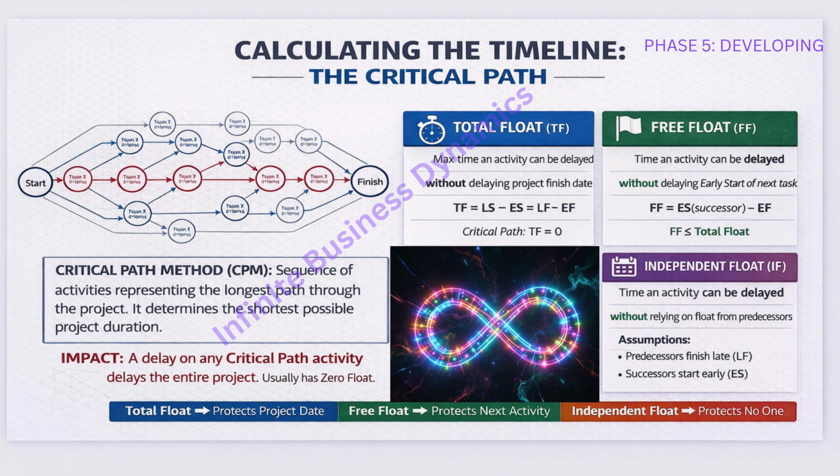Phase 4. Developing, we plug all this into the machine, and we find the dates. And the star of this show is the critical path method, or CPM. This is the absolute heartbeat of the schedule. So define it for us. What is the critical path? It is the sequence of activities that represents the longest path through the project.